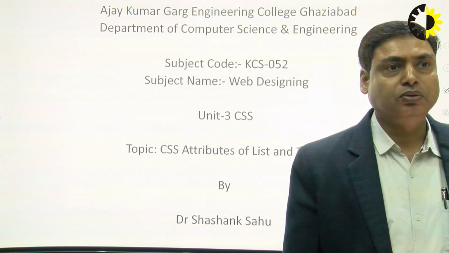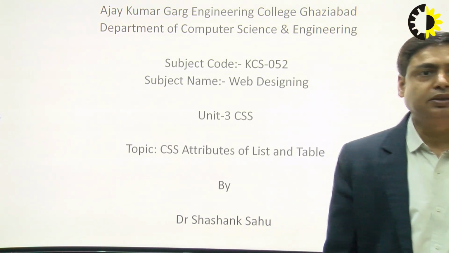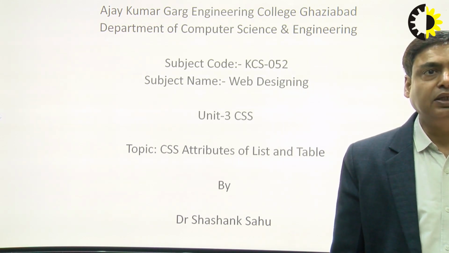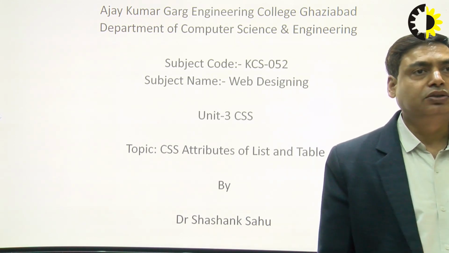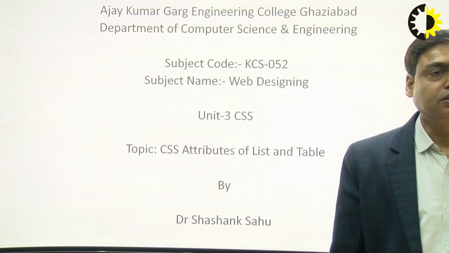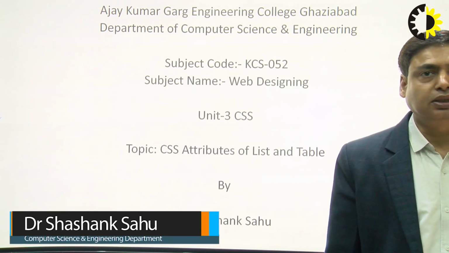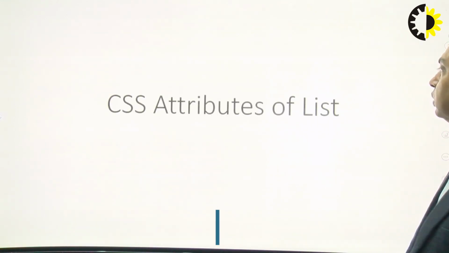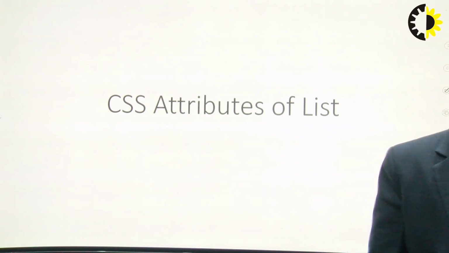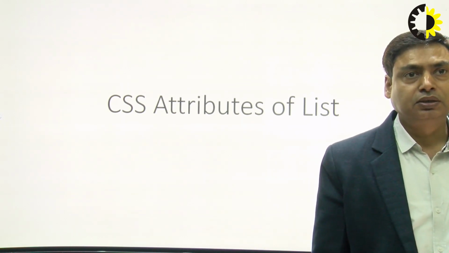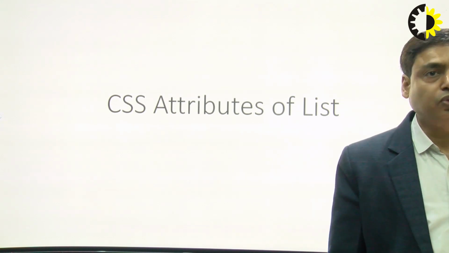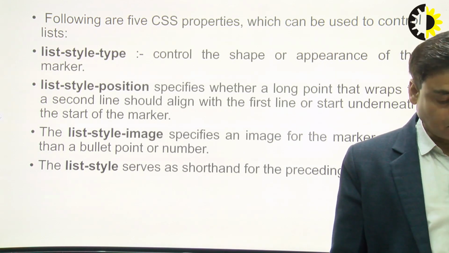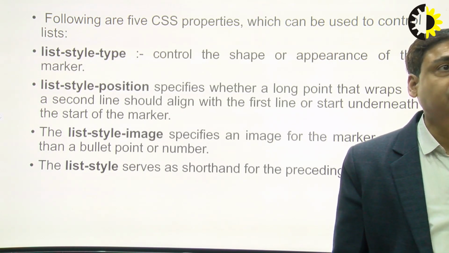I'm going to discuss the topic of CSS attributes of list and table. It is a topic of the subject Web Designing, case 052, and this topic is part of Unit 3, and the heading of Unit 3 is CSS, that is Cascading Style Sheet. So in this video, first of all, I am going to discuss the CSS attributes of the list. List basically means the OL and UL lists of HTML. So I'm going to discuss CSS properties of these two lists.